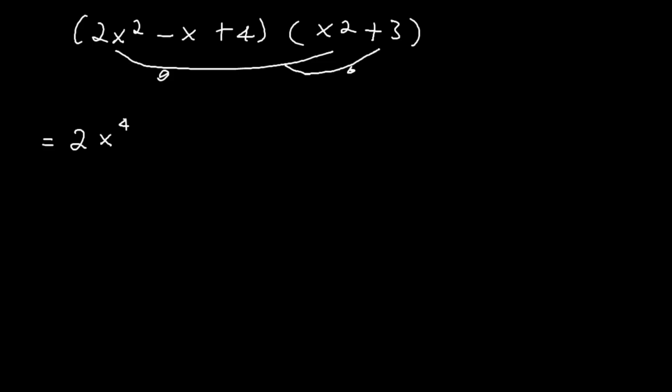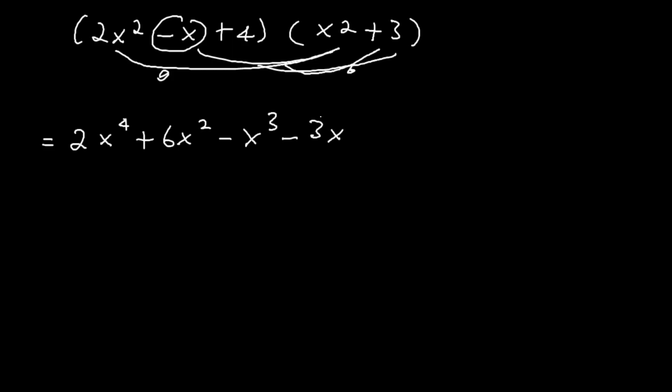2x squared times 3 will be positive 6x to the second power. Now negative x times x squared will be negative x cubed. Negative x times 3 will be negative 3x. Positive 4 times x squared will be positive 4x to the second power, and 4 times 3 will be 12.